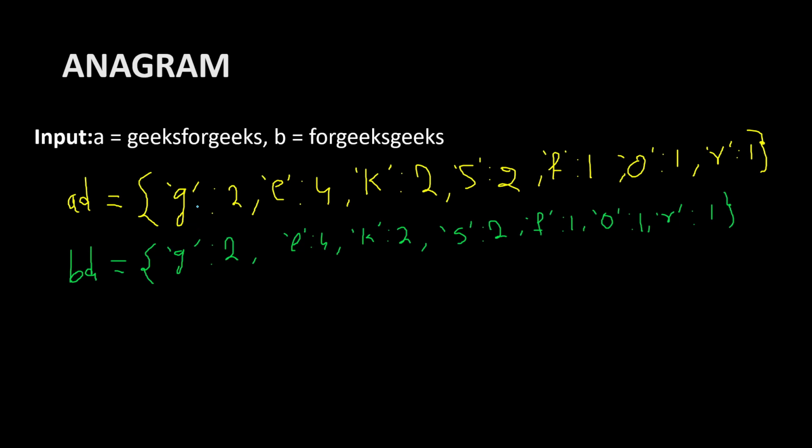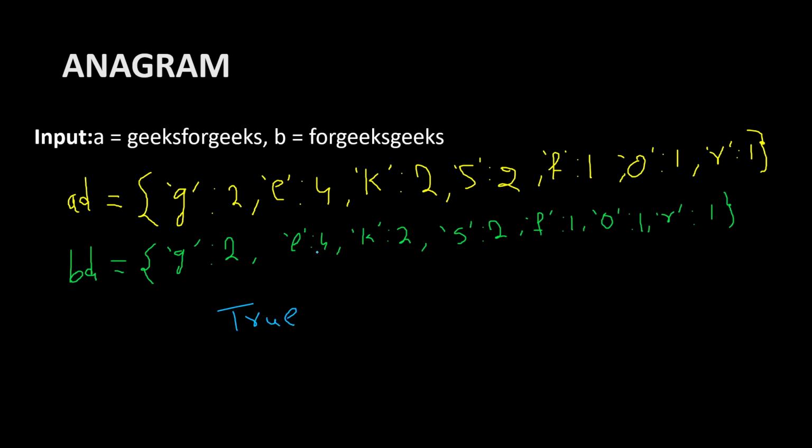Is the count of G from AD and from BD the same or not? Yes, it is the same, so we proceed further. We check for the other values also. E is the same, K is the same, S is the same, F is also the same, and O and R are also the same. So if every character has the same count as in the other dictionary, it is an anagram, and we return true to the function.